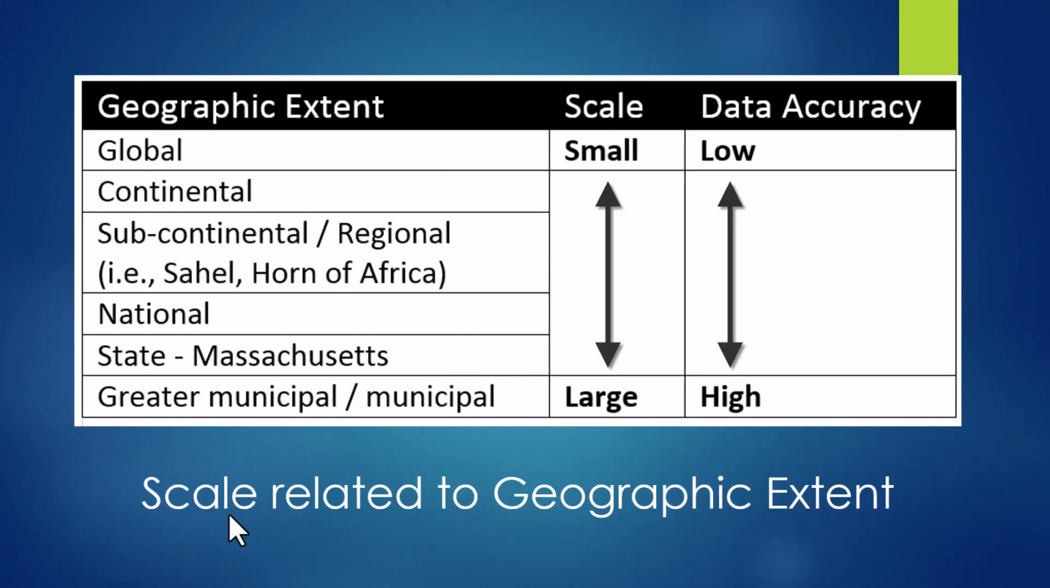And this is a great summary of how scale relates to geographic extent. When we're seeing maps that cover the global extent of a phenomenon, we're talking about small scale, and we're talking about low accuracy or detail. And when we're talking about a geographic extent that is, for example, a municipality or town or something like that, the scale will be large. So we're talking about a large scale map with high accuracy on the map.